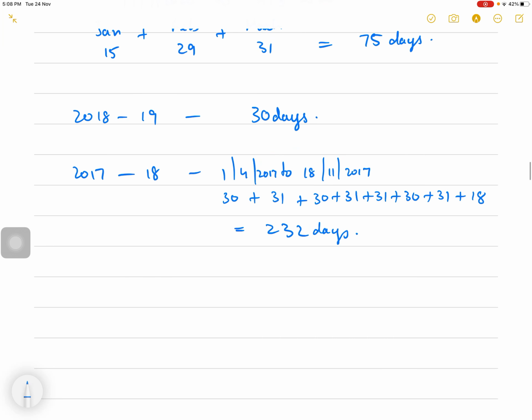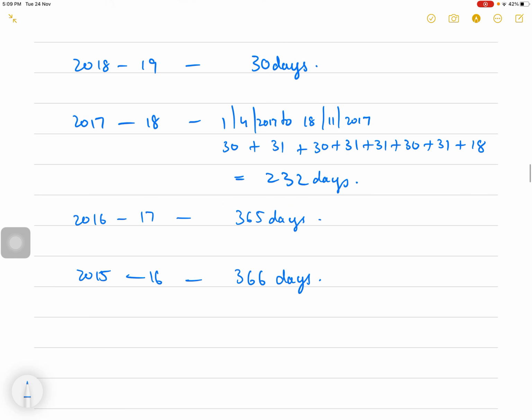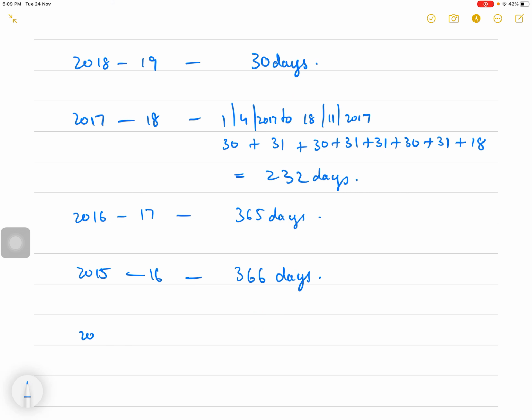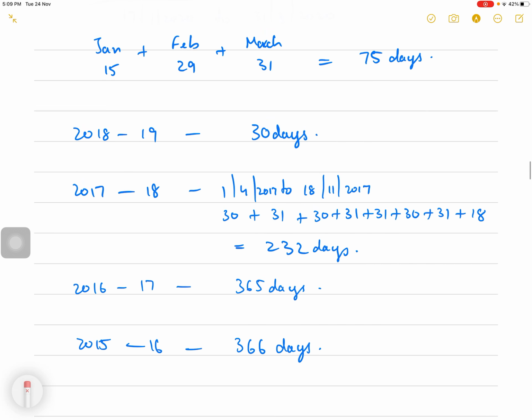And before that, he was always in India. So 2016-17, 365 days. 2015-16, 366 days because it is a leap year. And so all the years he was in India for 20 years. You don't need to show all the years because it's not required.